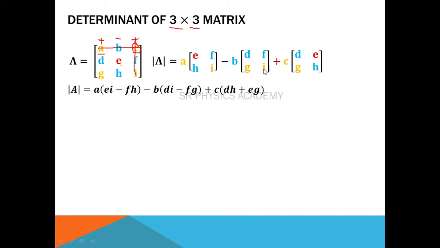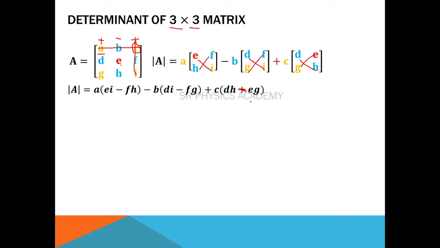After that, how to find the determinant: A equal to A of the product of these two and the product of these two. So A times EI minus F and H, minus B of DI minus FG. Next plus C of the product of these two and these two, so DH minus E into G.